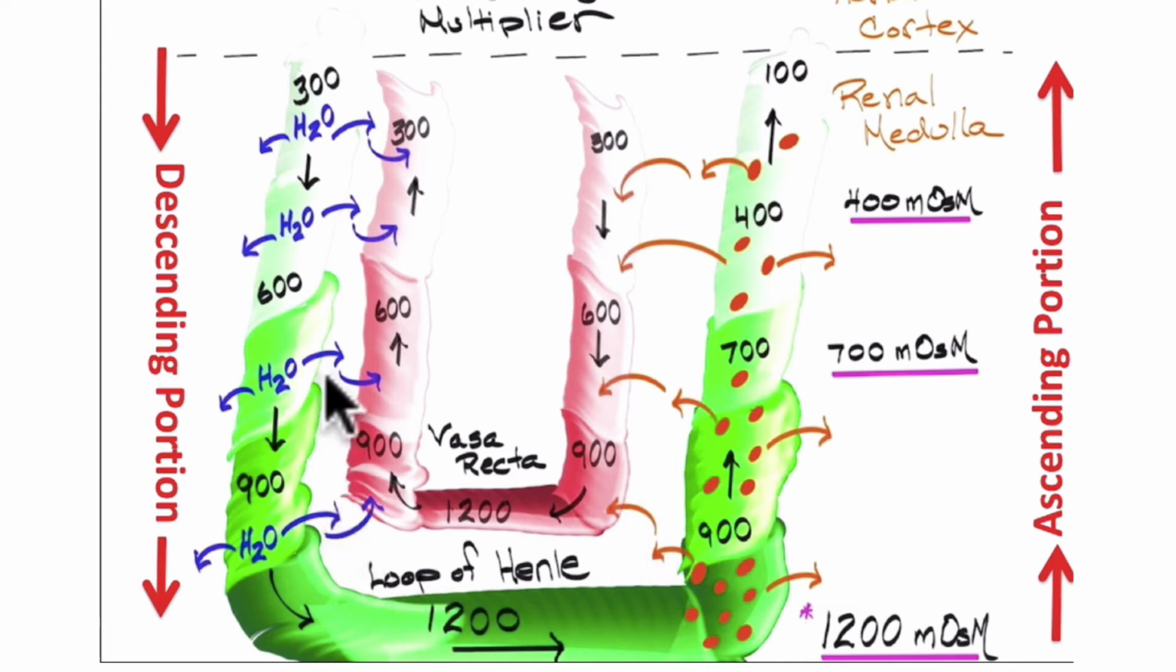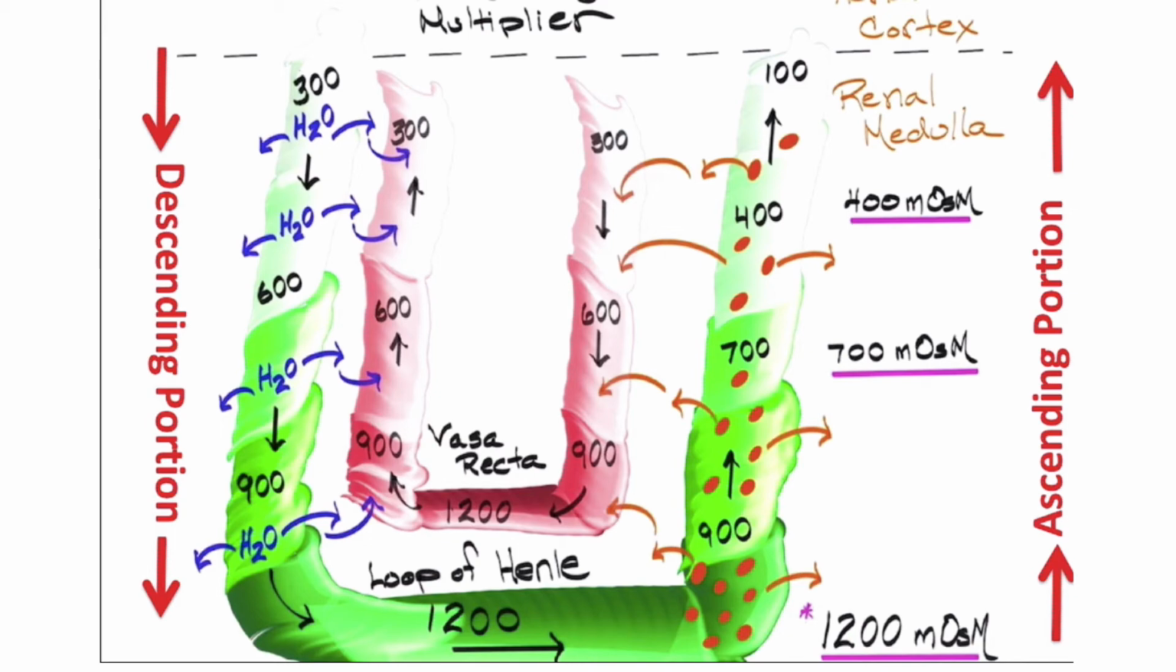Theoretically, there is a problem with this. The reason the water is actually incentivized to move into the renal medulla from the descending portion is because of that hyperosmolarity. There's a lot of solutes in the renal medulla, and water is attracted to that. But if we just allow water to move into the renal medulla without doing anything else, it is going to wash out or dilute the renal medulla, which we do not want to happen.